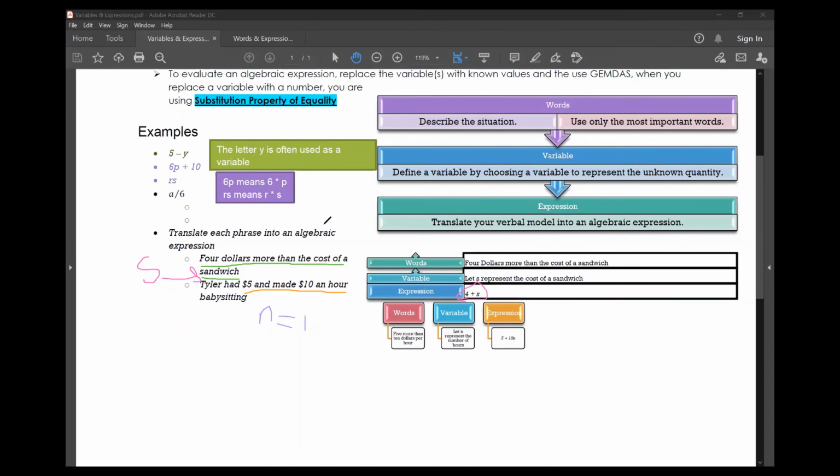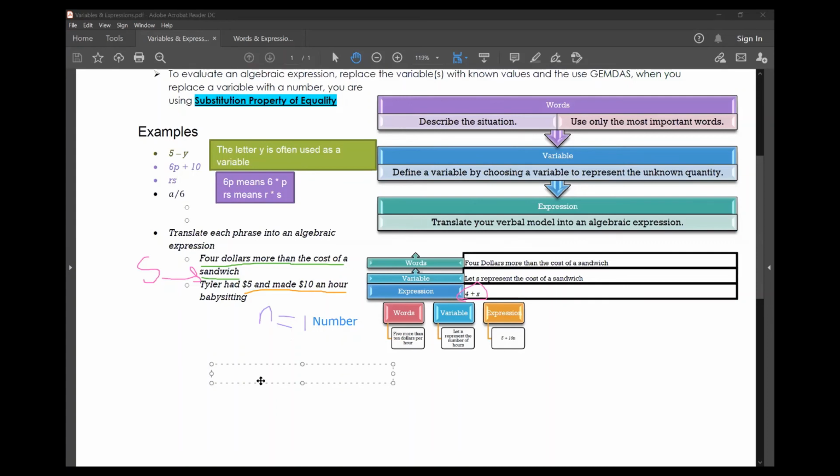Oh, wait. Let's do text. So we're going to let n equal the number. So we need to know how many more hours Tyler needs to work if he adds $5. So the expression is 5 plus 10n. That's just to show you, if Tyler had $5 and he makes $10 an hour, how much will he make?